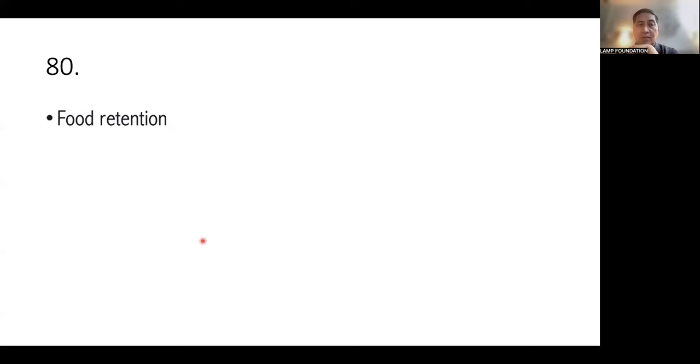Let's discuss muna how the food retention is formed. No? Too much food intake. Sobrang kain. Lalo na pag fiesta. And dysfunctions of the spleen and stomach. So magkakaroon ka talaga ng food retention.